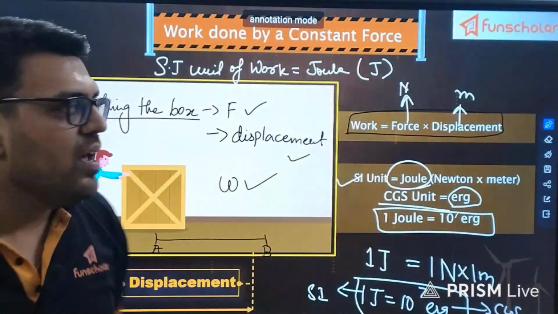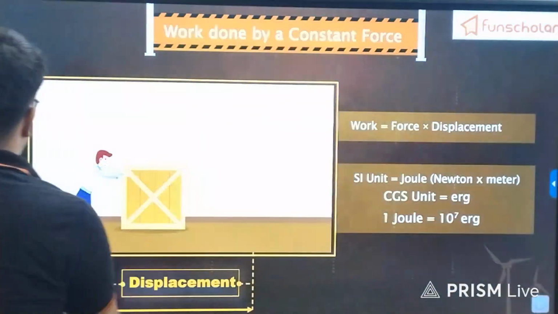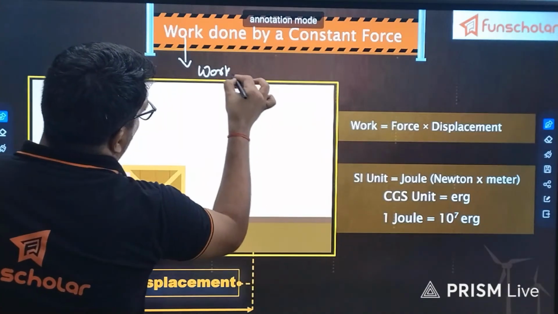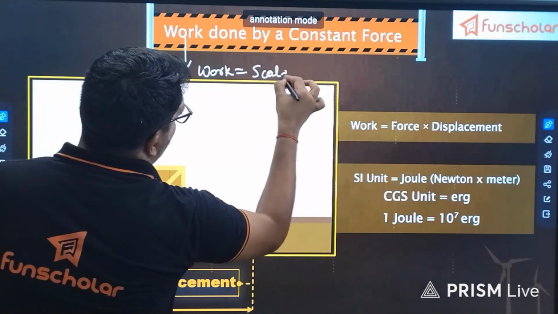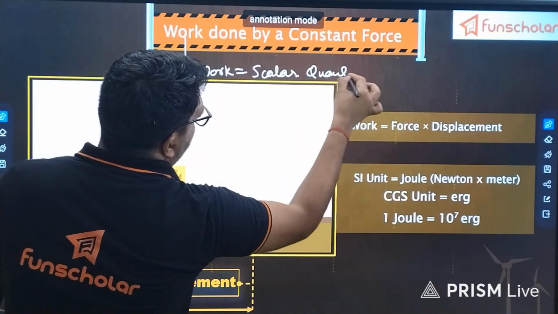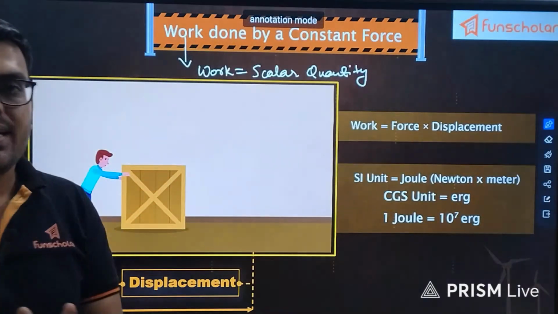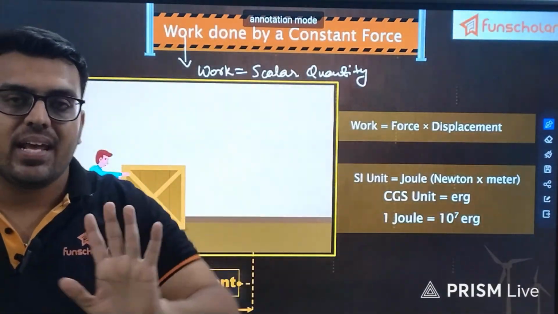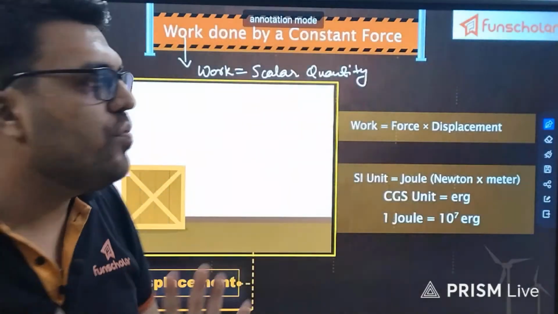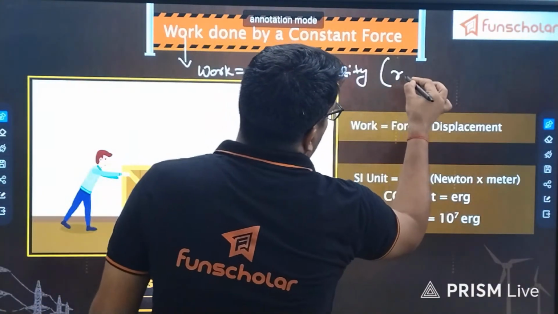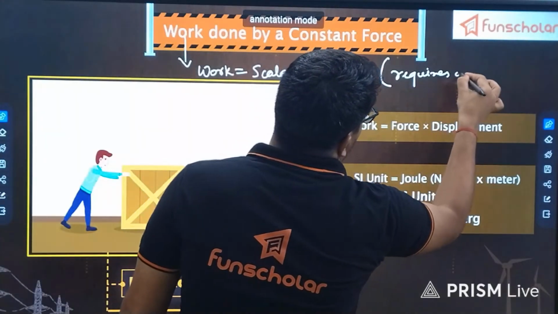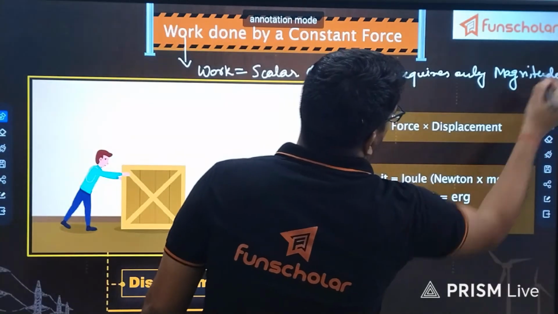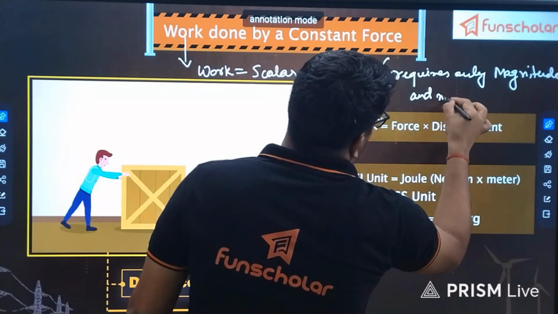Is it scalar or vector? Dear student, keep in mind this work is a scalar quantity. So you will write down work is a scalar quantity. What is a scalar quantity? A scalar quantity is a quantity which is only dependent on the magnitude. It doesn't require direction. It only requires the magnitude for its expression. So you will write down requires only magnitude, and not direction.